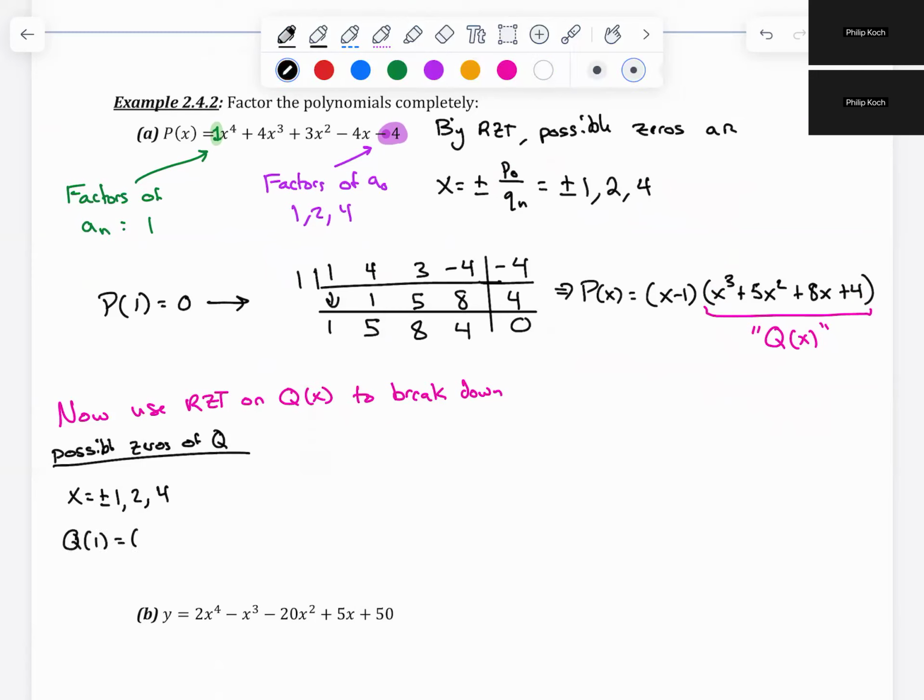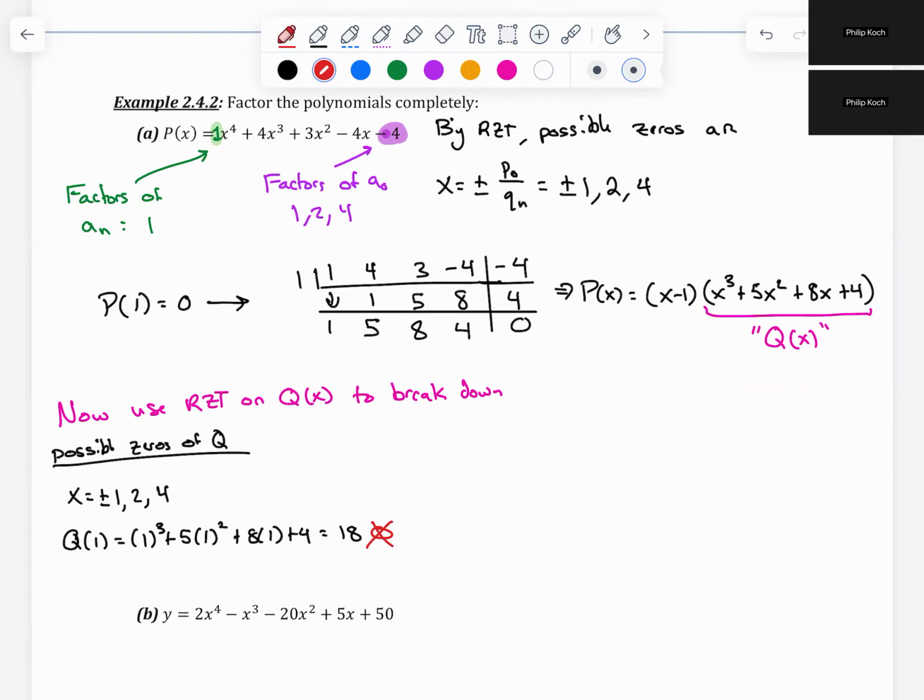That's going to equal 1 cubed plus 5 times 1 squared plus 8 times 1 plus 4. And if I plug that into my calculator, I get 18.